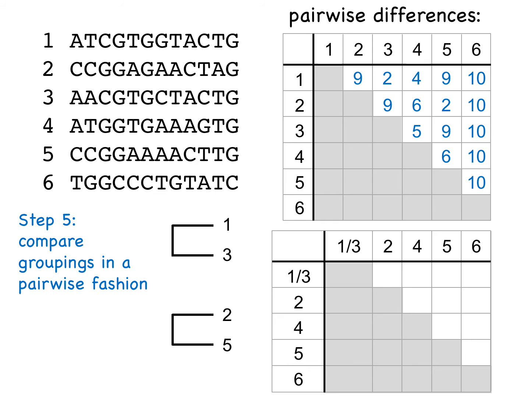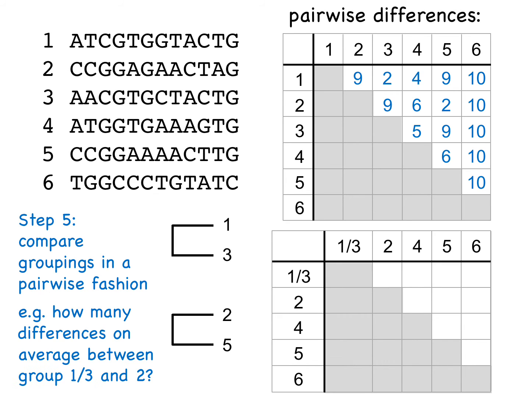I'm going to put another table in this figure so we can keep track of the situation. What I'm doing now is we're going to start with group 1 and 3 first. So I'm putting 1 and 3 together in the table, and we're going to come up with the average number of differences between 1 and 3 and the other sequences in this table. So how many differences on average between group 1 and 3 and 2? We'll start with that, all right?